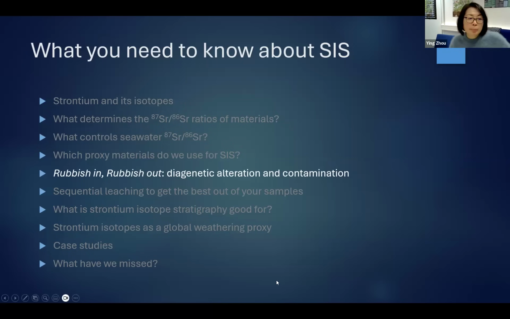Great. So Graham has talked about the materials we use to analyze for strontium isotopes. And if we are thinking about the samples, and to analyze the 87/86 strontium ratio and aim to reconstruct a seawater strontium ratio when the rocks were formed, then we have to hold the principle in mind of garbage in, garbage out. So we need to learn about the samples over their diagenetic history and also the possible contamination.